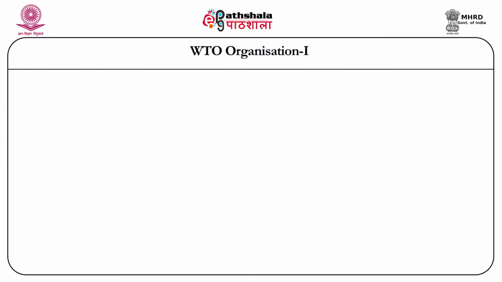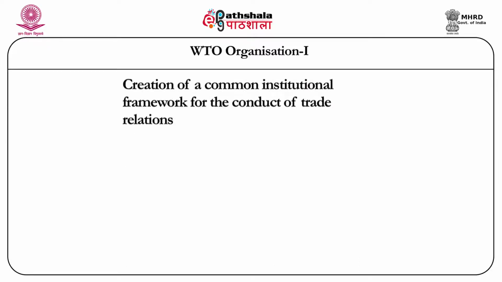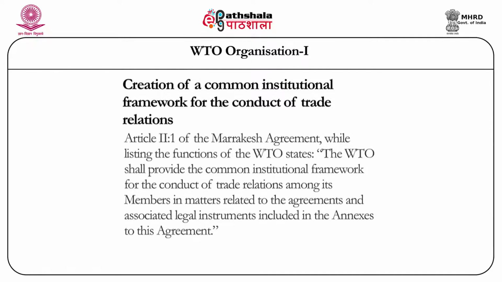Now we will understand the creation of a common institutional framework for the conduct of trade relations. Article 2, Clause 1 of the Marrakesh Agreement, while listing the functions of the WTO, states the WTO shall provide the common institutional framework for the conduct of trade relations amongst its members in matters relating to the agreements and associated legal instruments included in the annexes to this agreement.